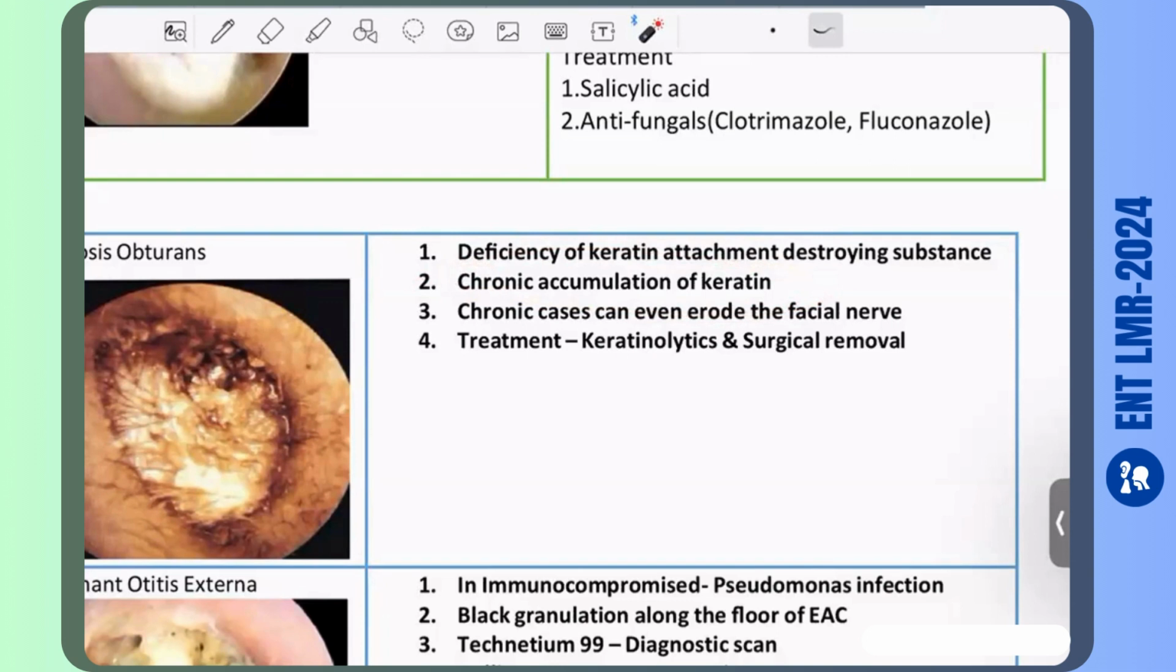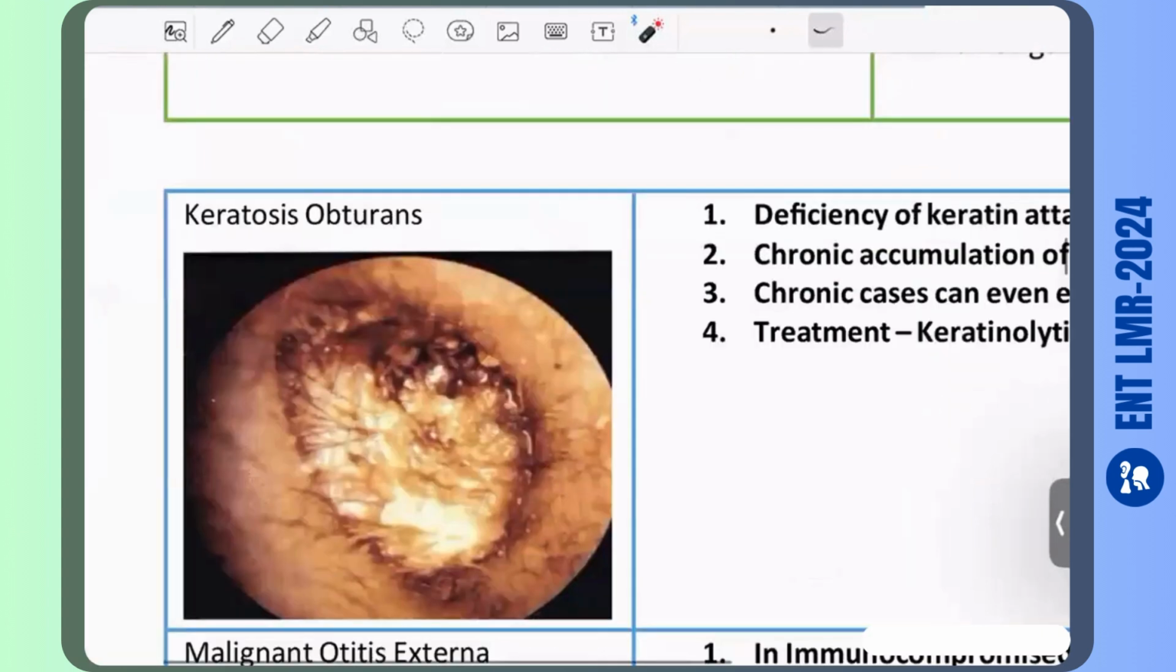Some chronic cases of keratosis obturans can even erode the facial nerve. What is the treatment for keratosis obturans? Keratinolytics and surgical removal. Look at this picture, they may ask us a picture-based MCQ.